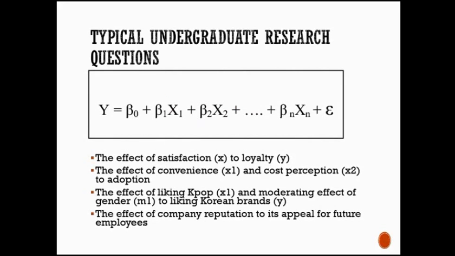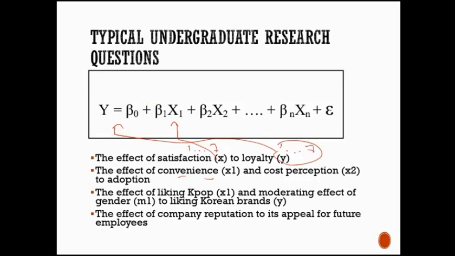So typically, for example, you measure the effect of satisfaction, right? How satisfied are you with this hotel, sir? 1 to 7, and then how likely will you come back to this hotel? 1 to 7, and then you measure how much loyalty is predicted by X, right? Or for example, if you have multiple X, convenience, cost perception, K-pop, or you have moderators, whatever. It's basically you scale this, and then scale this, and then you put it into a regression equation.